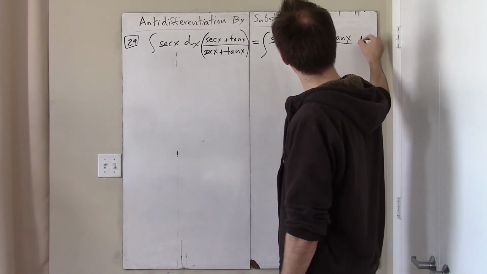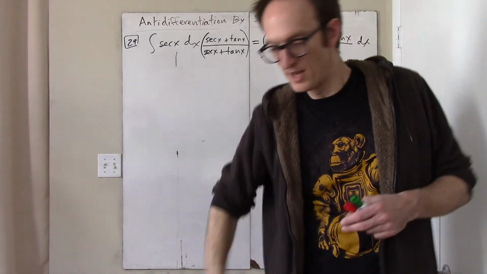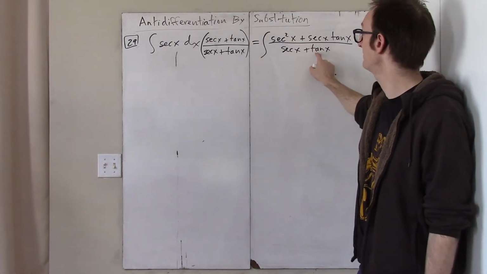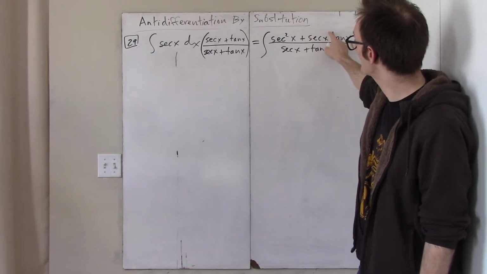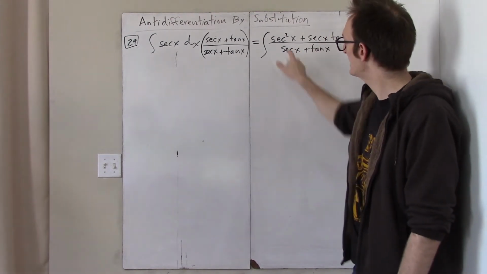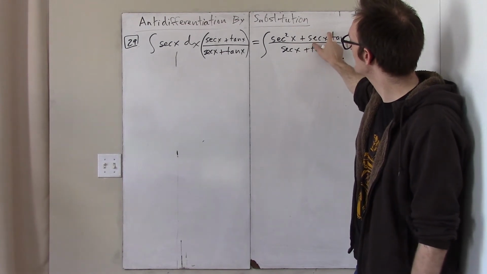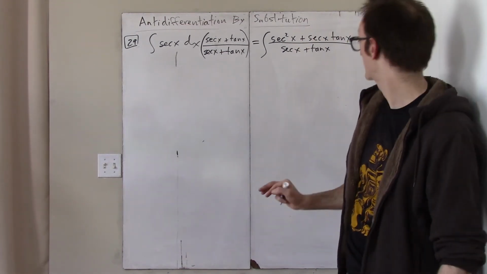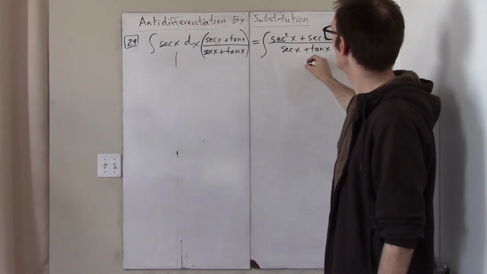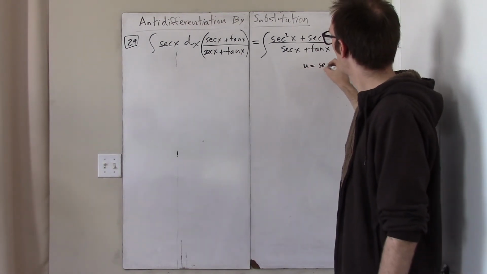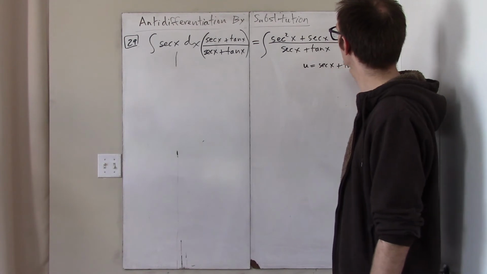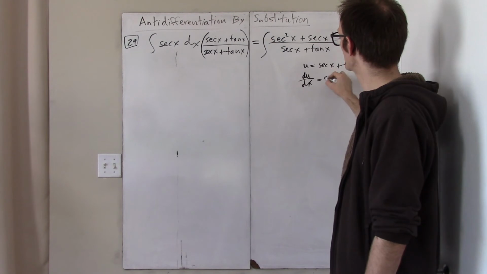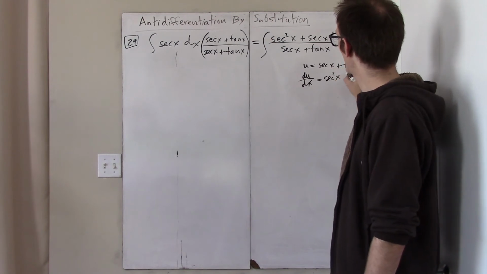But now, suddenly, all our problems have been solved. Because I recognize secant squared iconically as the derivative of tan, and I recognize secant tan as the derivative of secant. And so if secant squared is the derivative of tan, and secant tan is the derivative of secant, then in fact that entire numerator is just the derivative of the denominator. Thus, if I let u be secant x plus tan x, then differentiating, du dx is exactly this, right? Secant squared plus secant tan.